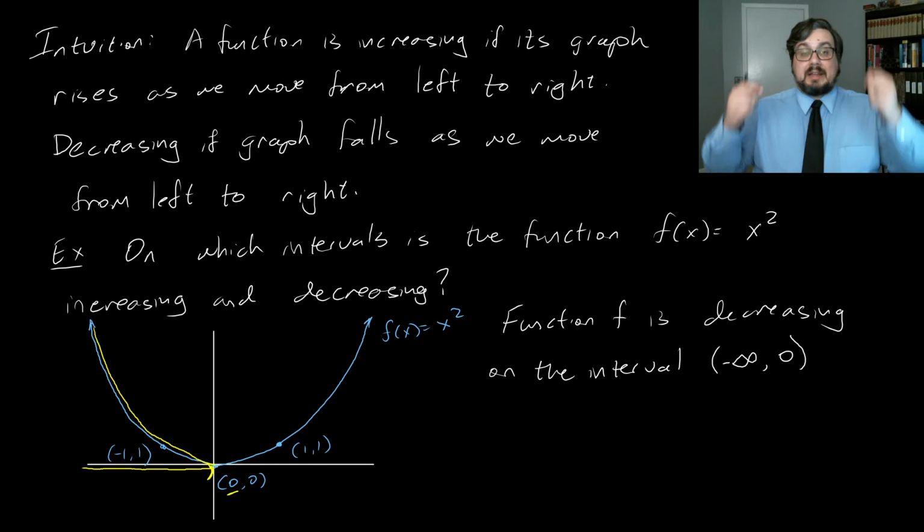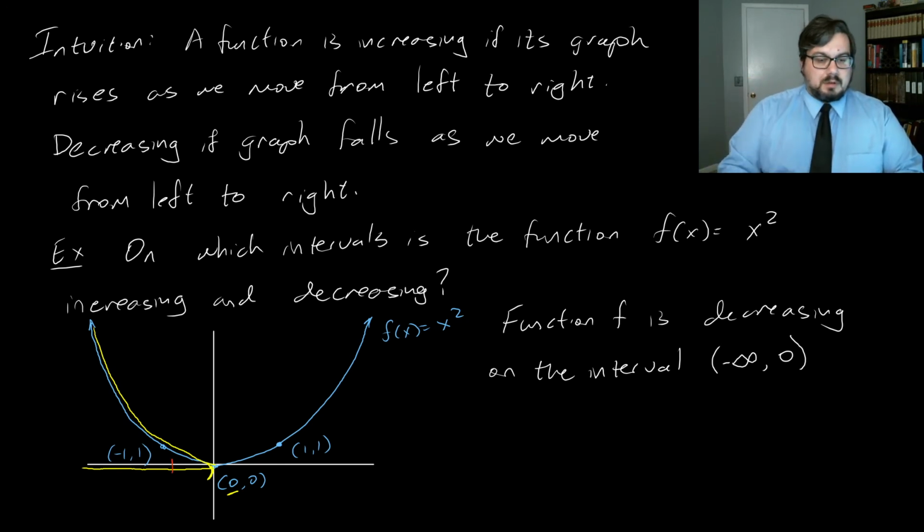So this means that if I take two numbers in the interval from negative infinity to 0, two x values, whichever one is the bigger x value will correspond to the smaller y value. That's what it means for the function to be decreasing on this interval.